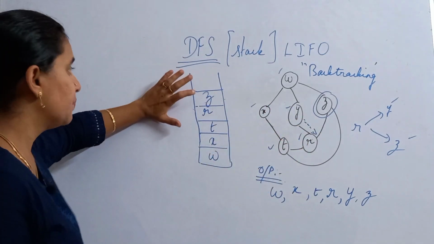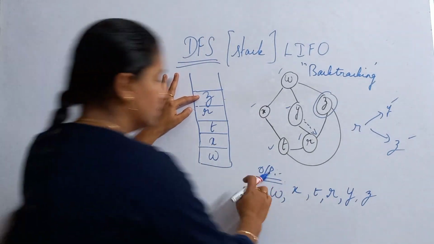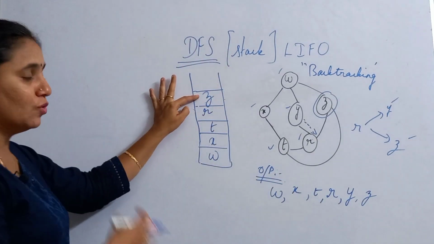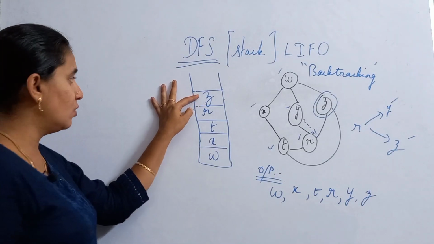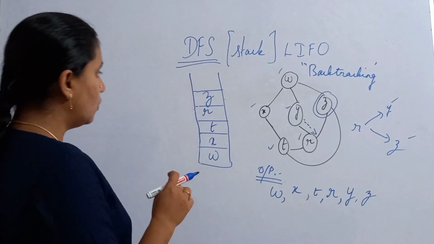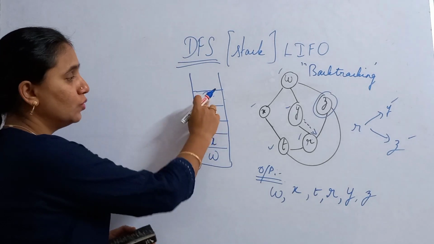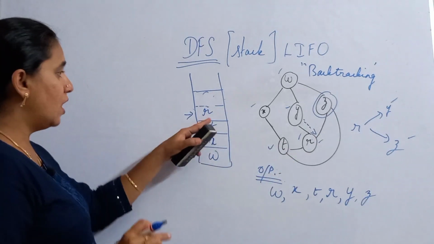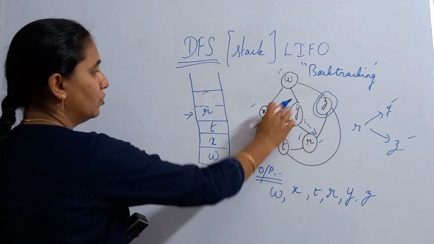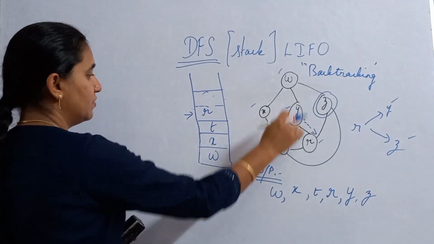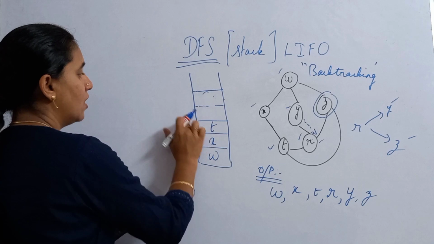Now if you see, Z is my topmost element. I have printed it also, so this output is completed. Now I am going to check whether any more elements are left out. The next element present is R. From R, I have two adjacent elements, T and Y. Both have been visited, so you can just leave. Pop off this R also.